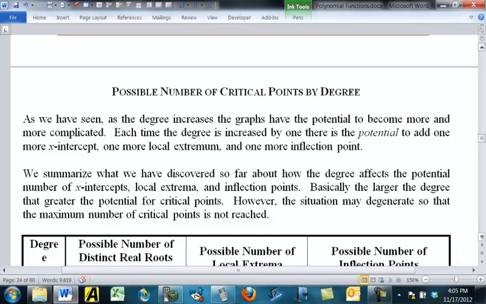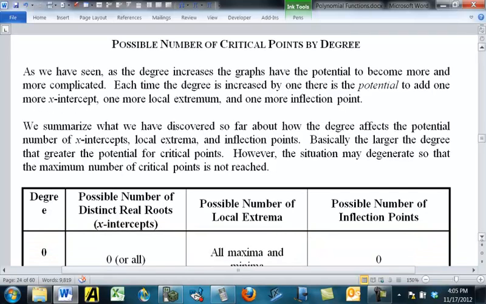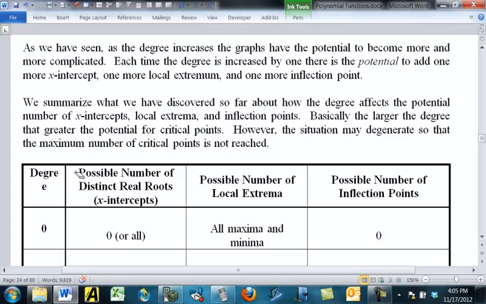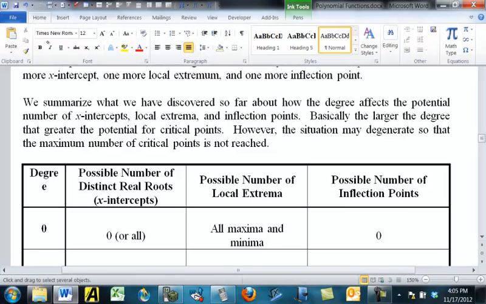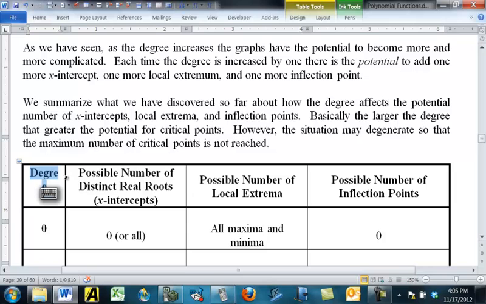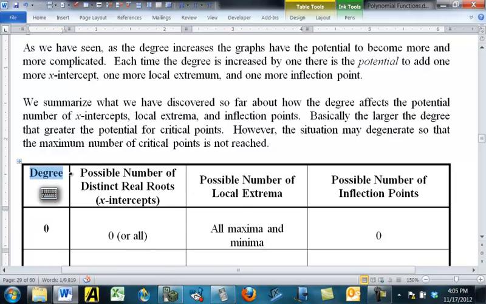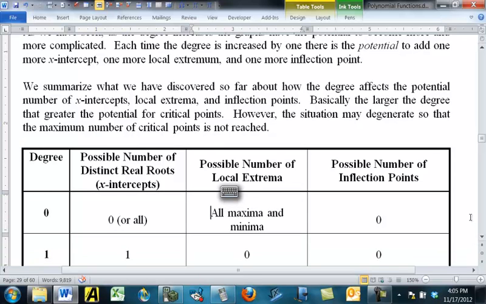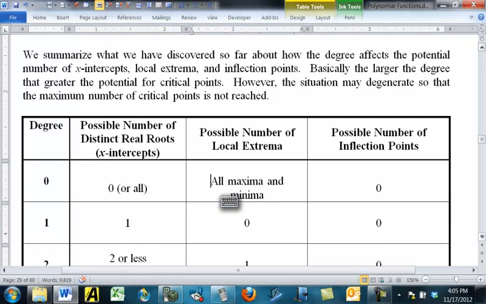So let's look at a summary of the possible number of things that you have. If it's degree 0, we have a horizontal line. So they're all tied for being maxima and minima, so sort of infinitely many maxes and mins. No roots at all, unless it happens to be y equals 0, and then they're all roots. And no inflection points. That one's kind of a weird one by itself.